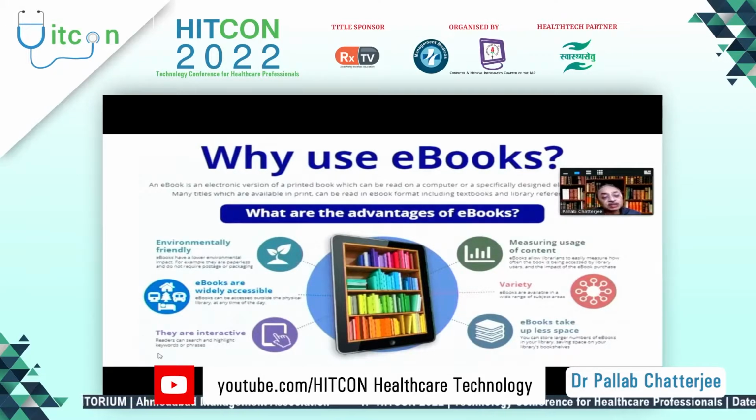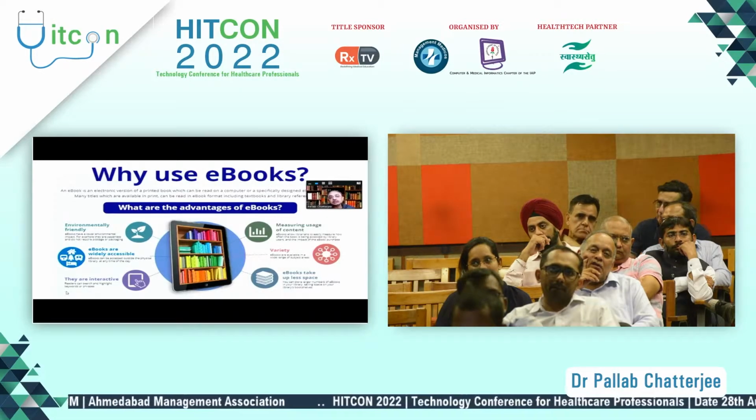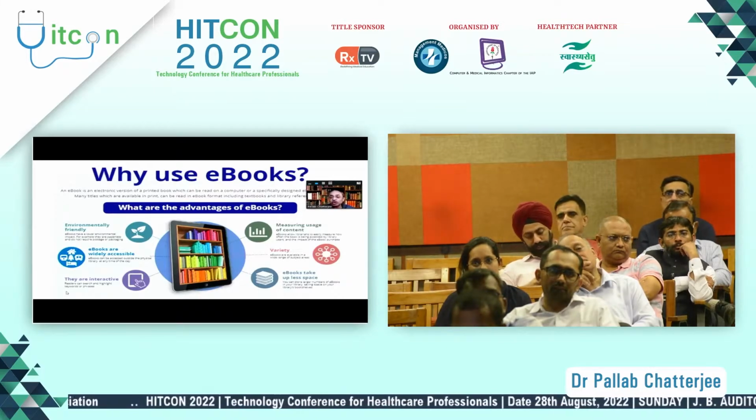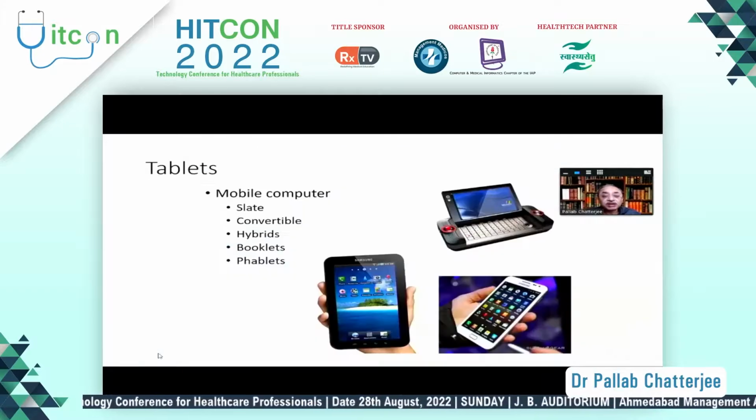They are environmentally friendly and widely accessible, so I can get them immediately. Librarians can easily measure how often a book is being accessed by the library users. You can have a variety of ebooks available. They take up a lot less space, and they are very interactive. If I want to know the meaning of a particular word or phrase, or how to pronounce it, all that can be done easily with a click of a finger.